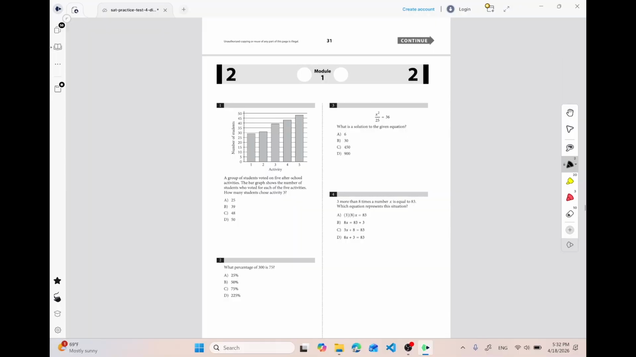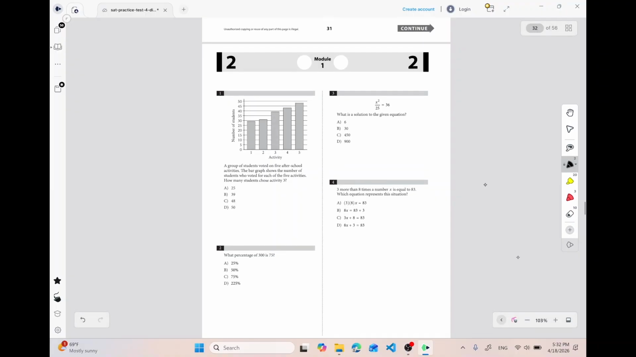Solving the first 5 math problems from Module 1 on the SAT practice test number 4 in 2026 off the College Board website. I'm going to be explaining how to solve each one and also some tricks on how to get through the problems faster so that you guys don't run out of time.